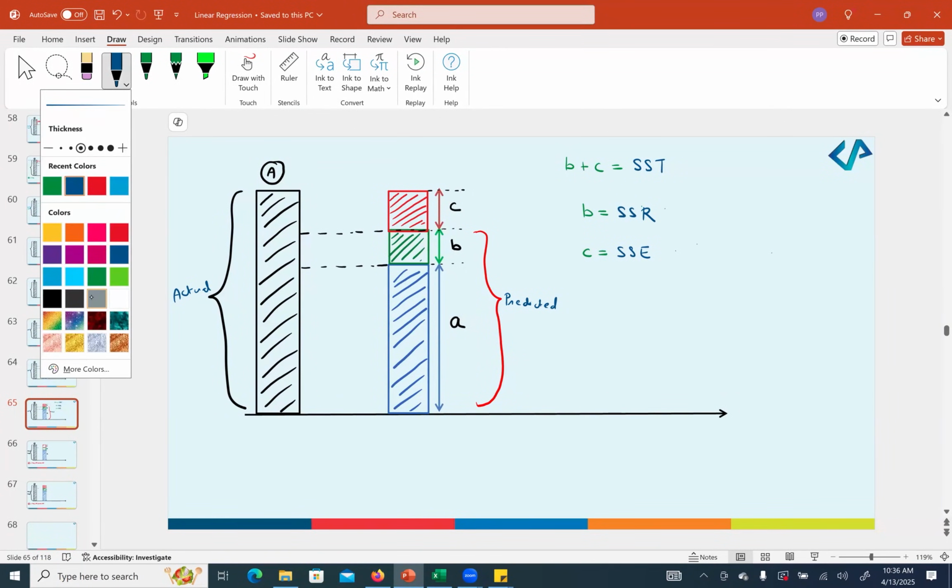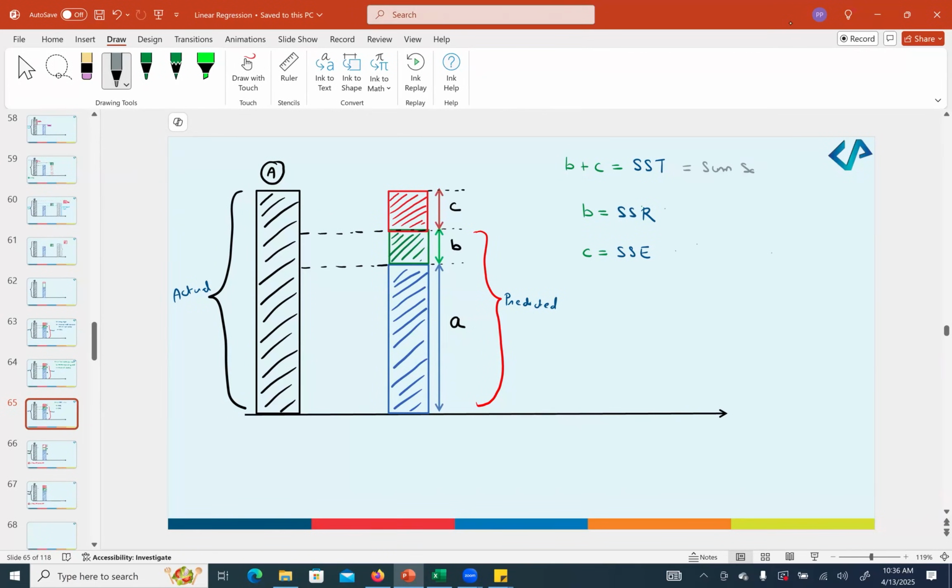SST, sum of square total, that is our total variation from the mean. Sum of square regression, that is nothing but how much your model is being able to explain, and SSE, sum of square error, how much my model is not being able to explain. Okay, the best case scenario would have been when my model is able to predict exactly the same height.